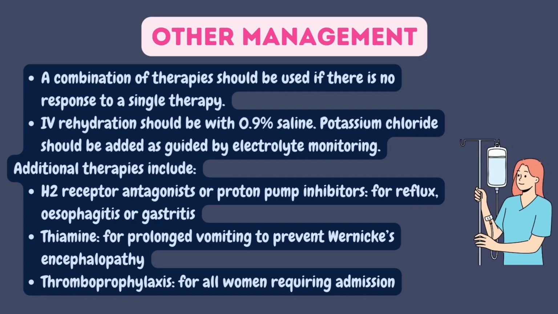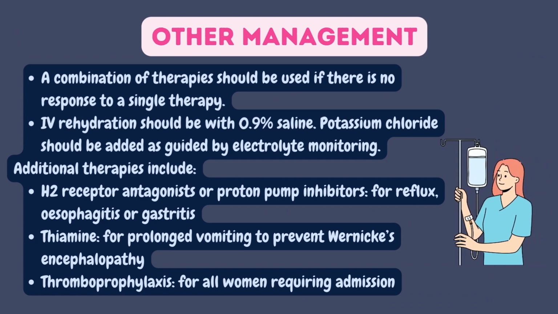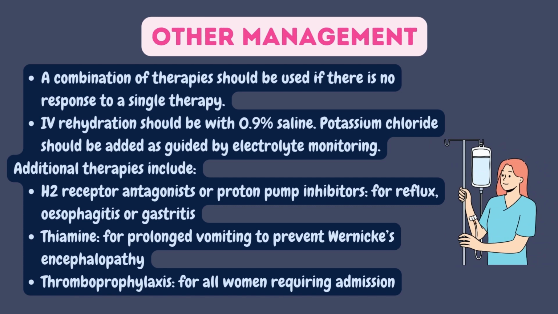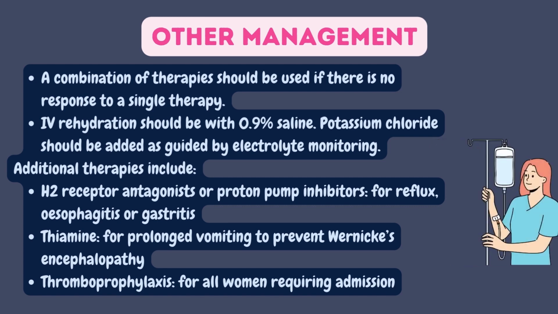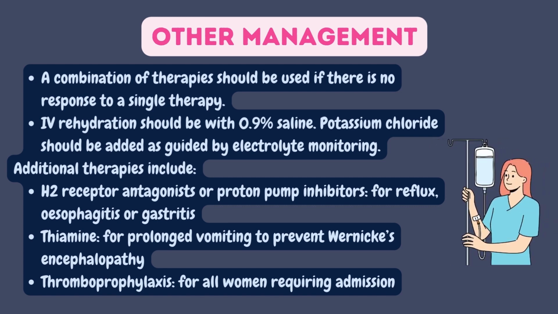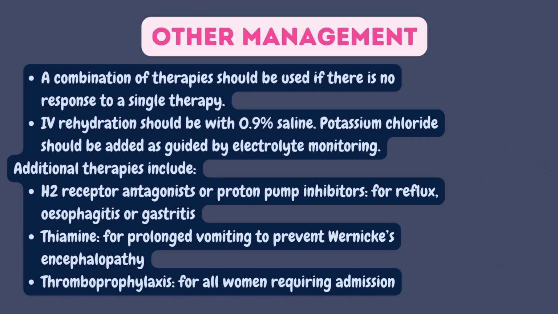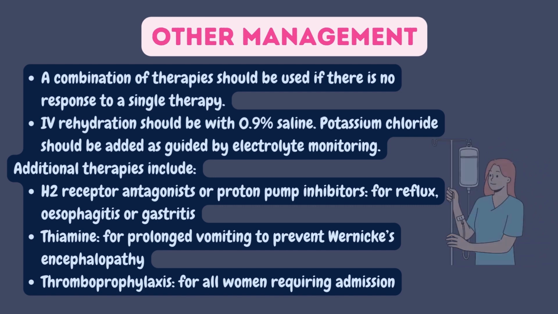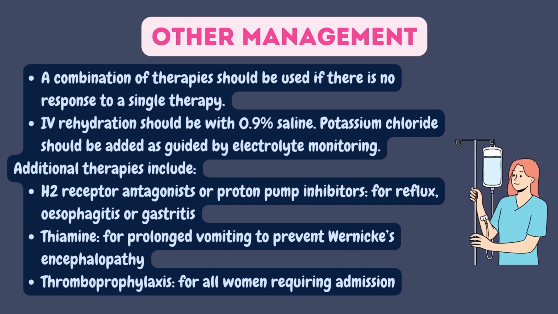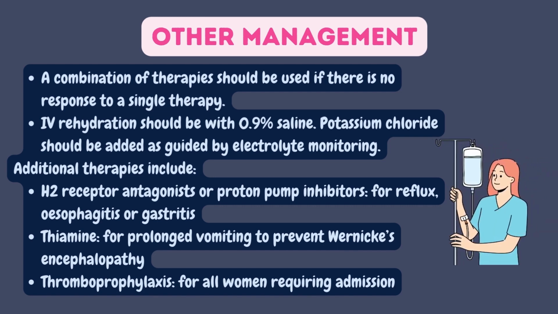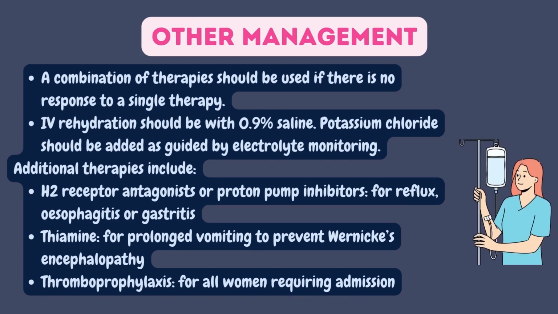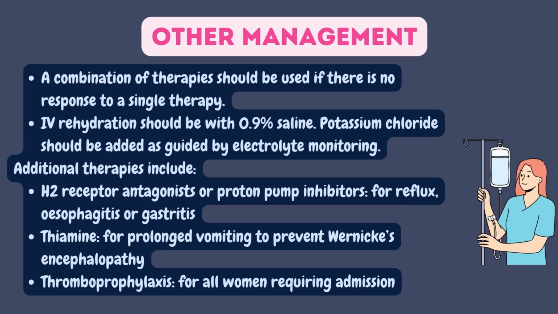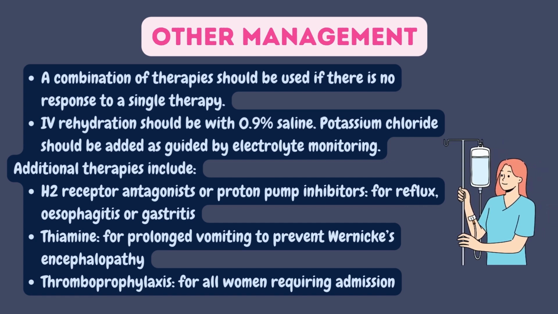If the patient fails to respond to a single antiemetic agent, combination therapy needs to be utilized. As such, the intravenous rehydration should be with 0.9% saline and potassium chloride should be added as guided by electrolyte monitoring. Additional therapies include H2 receptor antagonists or proton pump inhibitors for reflux, esophagitis or gastritis, thiamine for prolonged vomiting to prevent Wernicke's encephalopathy and thromboprophylaxis for all women requiring admission.